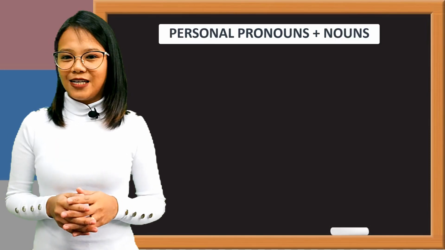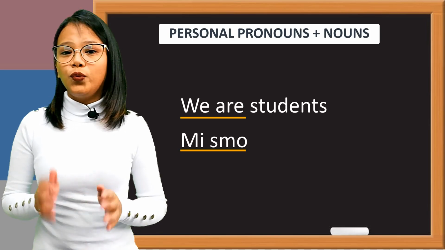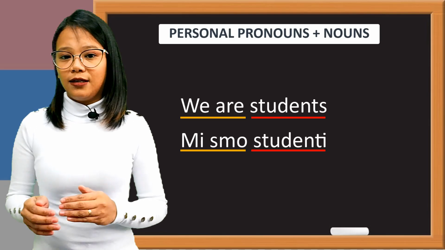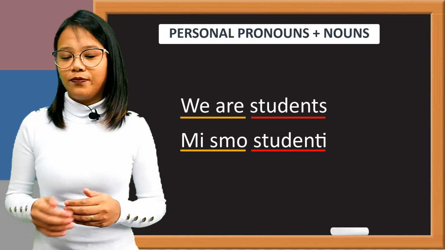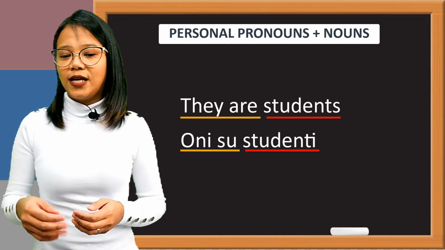Let's continue with nouns together with the personal pronouns. Let's say, we are students. We are is mi smo. Students is studenti. So, we will say, mi smo studenti. Or, they are students. Oni su studenti.